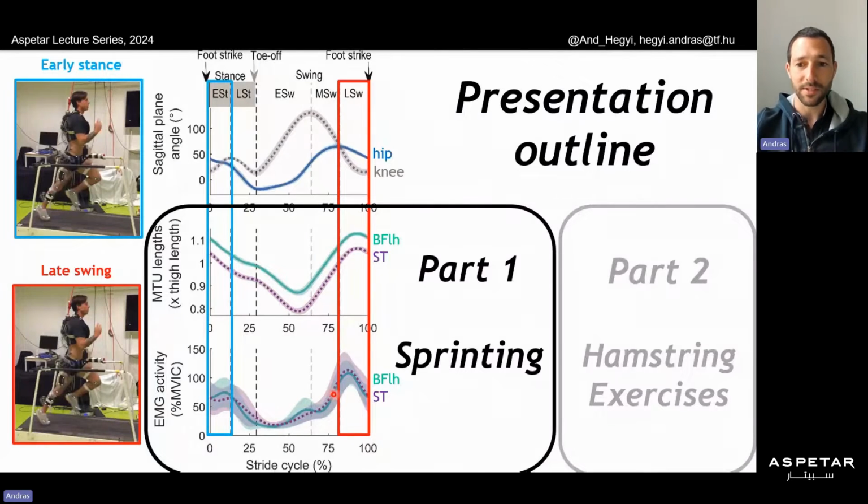And in the second part of the presentation, I will try to link hamstring exercises that are typically used to prevent injuries to muscle function in sprinting. So let's start with sprinting and in particular muscle length. So what we can see on this figure is the length of the whole muscle tendon unit.